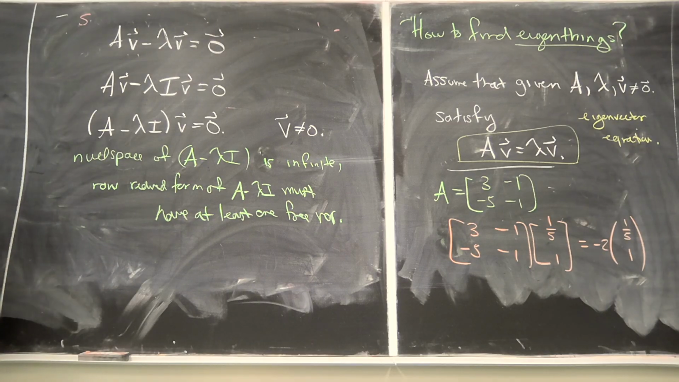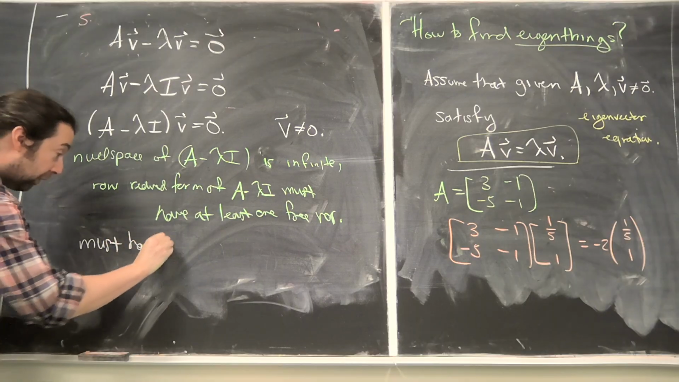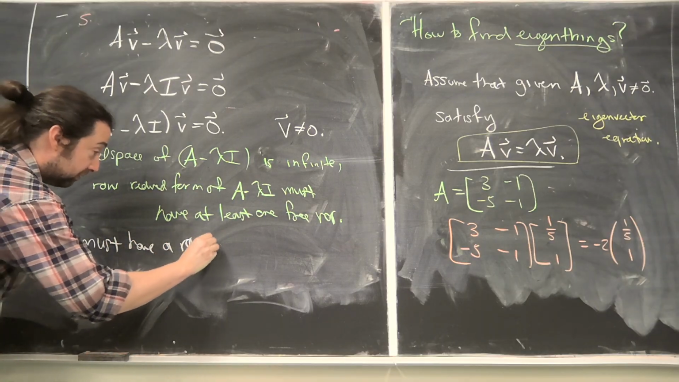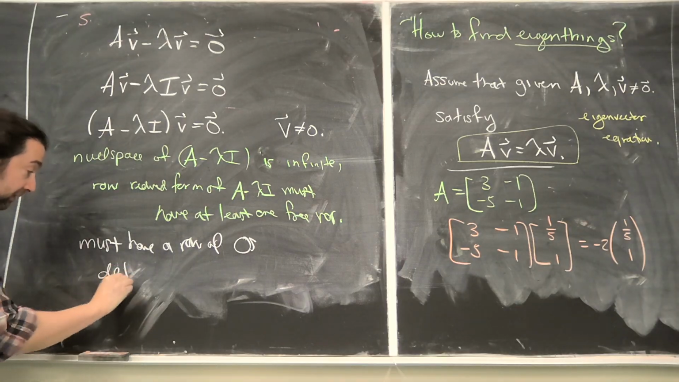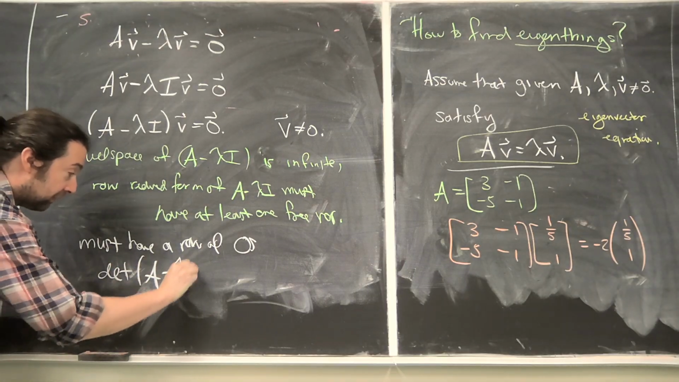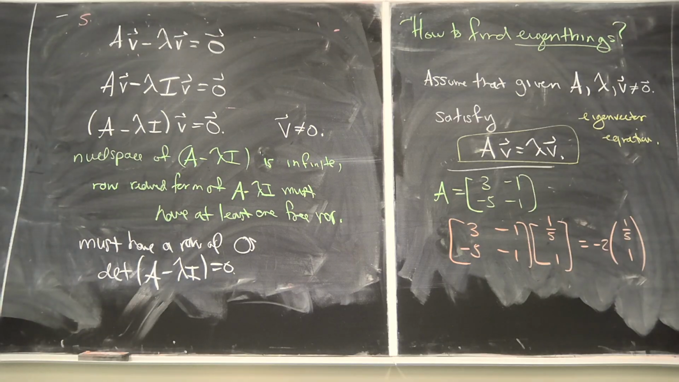So, basically from here, the row-reduced form of that matrix must have at least one free variable, which means it must have a row of zeros, at least a row of zeros, and that means the determinant of A minus lambda I has to be 0. If the determinant of a matrix is 0, the determinant of any row equivalent matrix is 0. It has to be.